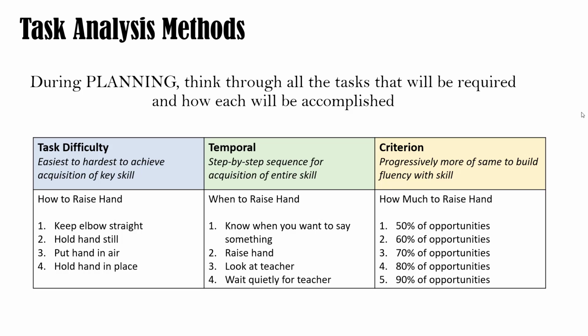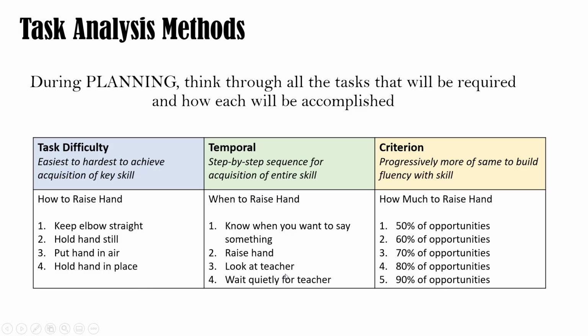The first step is you're going to look at each of your tasks in your task analysis and teach the easiest to the hardest. So look at your task difficulty. We talk about how to raise a hand. You can break it down into keeping your elbow straight, holding the hand still, putting the hand in the air, and holding the hand in place. And you want to teach the easiest one first. So teach that first, and then teach the harder one, and then the hardest one.